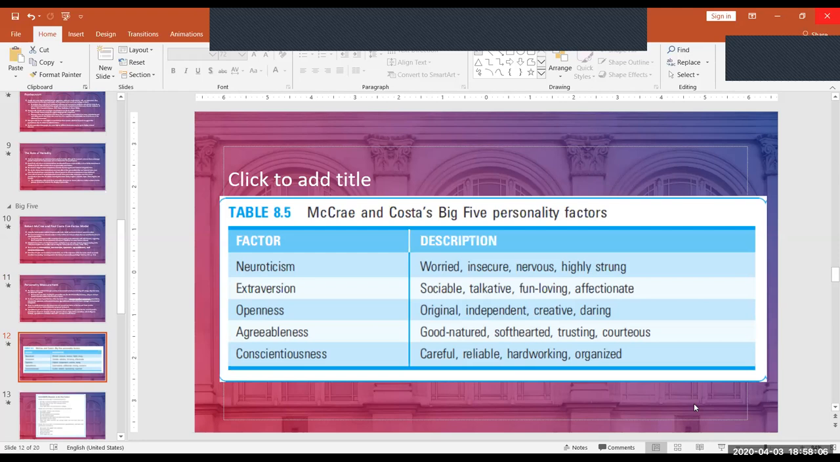And someone with a higher tendency of extraversion appears to be more sociable and talkative, enjoys being the center of interest, and is more affectionate and fun-loving. Some people may have a higher score in openness, and they would come across as independent, creative, original. Someone with a higher tendency in agreeableness would be more willing to compromise with others. And people with higher conscientiousness are reliable, hardworking, organized, or perhaps careful.